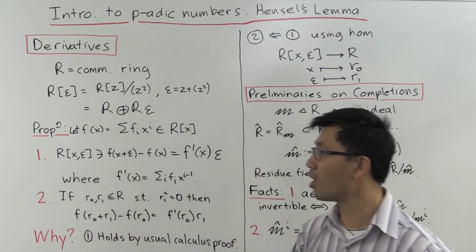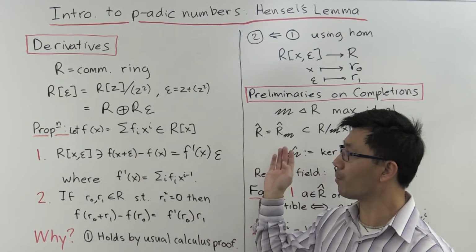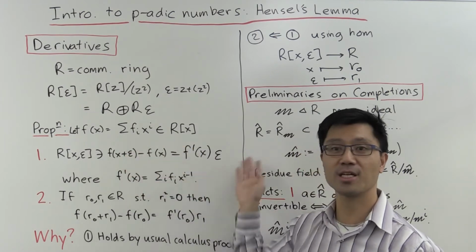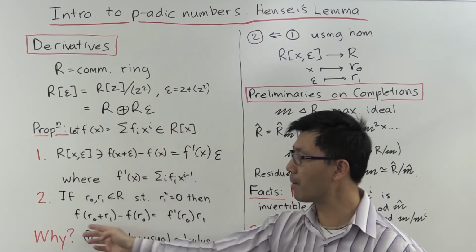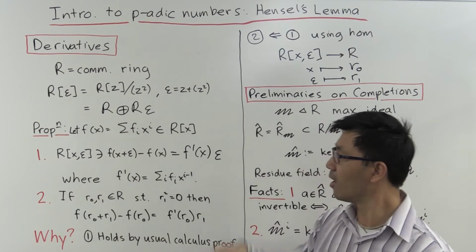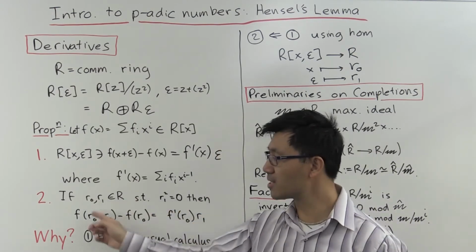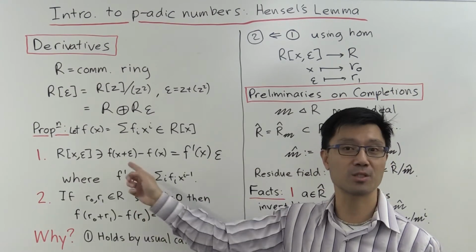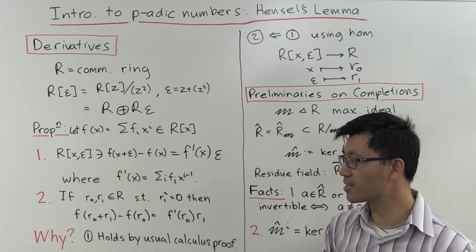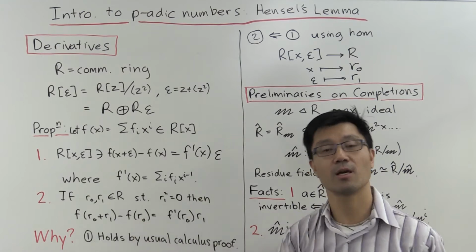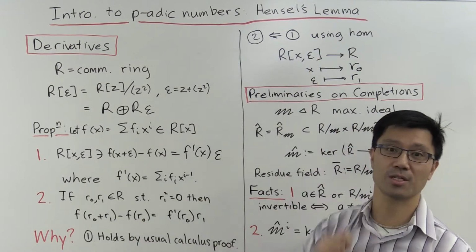So if you use that ring homomorphism and you apply it to this equation here, the left-hand side just maps to the left-hand side here, and the right-hand side just maps to the right-hand side here. And that's why this equation follows from this one here. So that's rather nice, and this is something that we'll be using to establish Hensel's lemma.